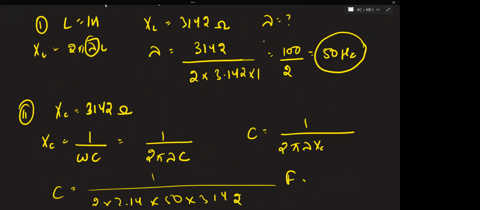So in this, XC will be equal to 1 by 2 pi nu C. The frequency we have calculated from the first part. XC, it has mentioned that it is the same reactance, so 3142 ohms. Only capacitance is unknown. So using this formula, we'll calculate capacitance. Got it? Or any other doubt you have? Yes, ma'am. Thank you, ma'am. Clear? Okay.